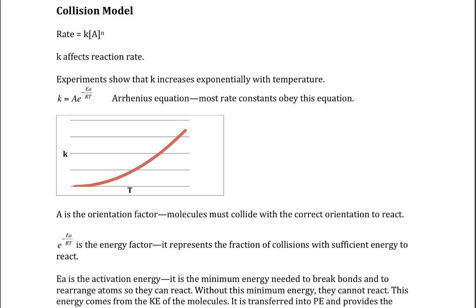It is the orientation factor. Molecules must collide with the correct orientation to react. That is, if they need to collide head-on to react, as opposed to side by side, then they have to do that to react. A is the orientation factor. Again, it's not the A that describes the reactant. The e to the minus EA over RT part, that's the energy factor. It represents the fraction of collisions with sufficient energy to react.